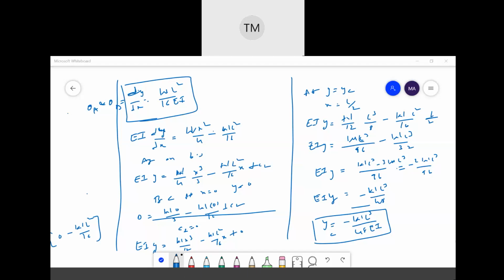Is it clear? Yes sir. The negative value indicates that the deflection is acting in a downward direction. You can write it as WL cube by 48 EI acting in a downward direction. You take the sign and you can write that it is acting in a downward direction. Is it clear?